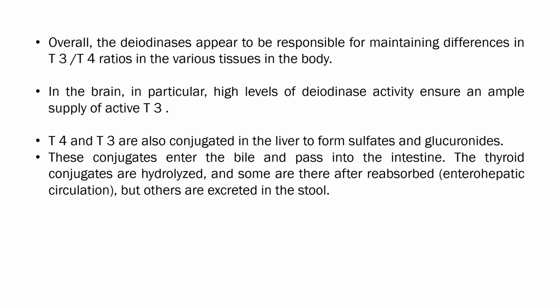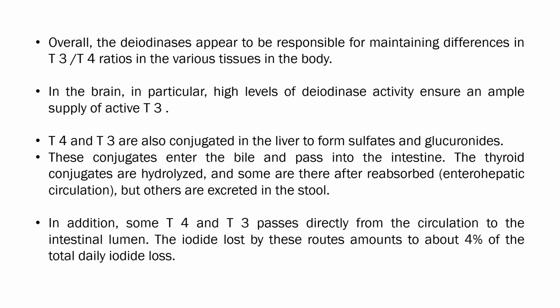So how actually does the metabolism occur? Thyroid hormones enter into the bile and pass into the intestine. Thyroid conjugates are hydrolyzed and some are thereafter reabsorbed in the enterohepatic circulation, but others are excreted in the stool. In addition, some T4 and T3 pass directly from the circulation to the intestinal lumen. The iodide lost by these routes is about 4%.